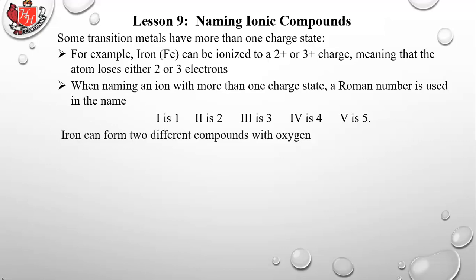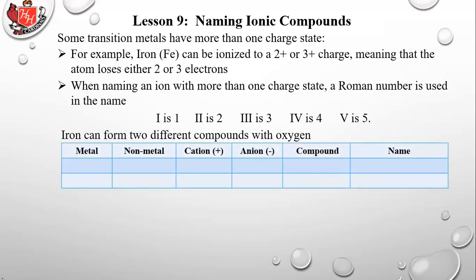So iron can form two different compounds with oxygen. So there's iron, there's oxygen. If it's iron 2, then that means it's got a 2+ charge. That's going to match up with the oxygen, which is a 2- charge. So it's just going to be FeO. You have one iron, 2+, one oxygen, 2-. They match up, and that's iron 2 oxide. That's the way you write it.